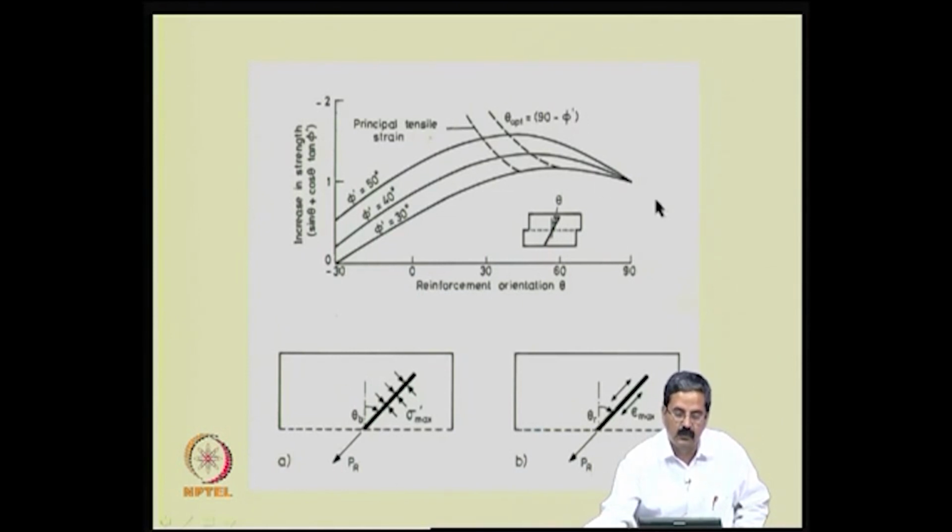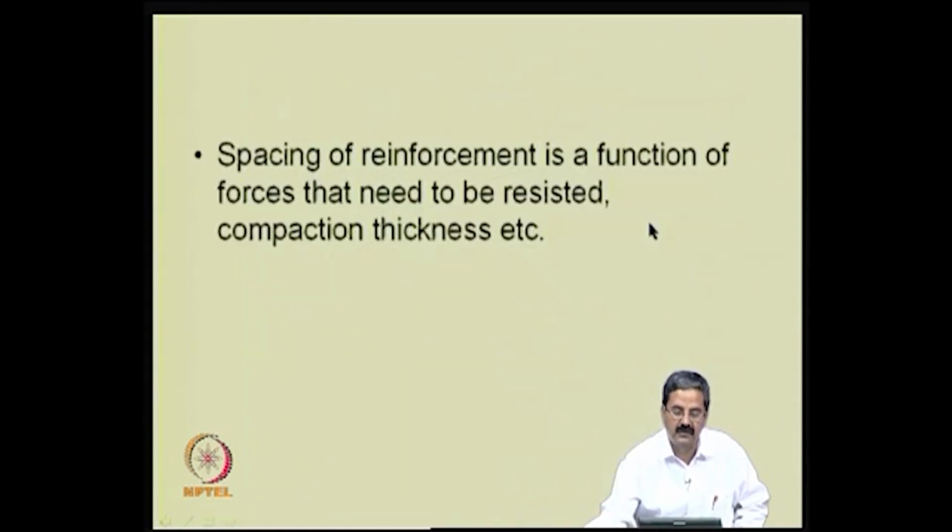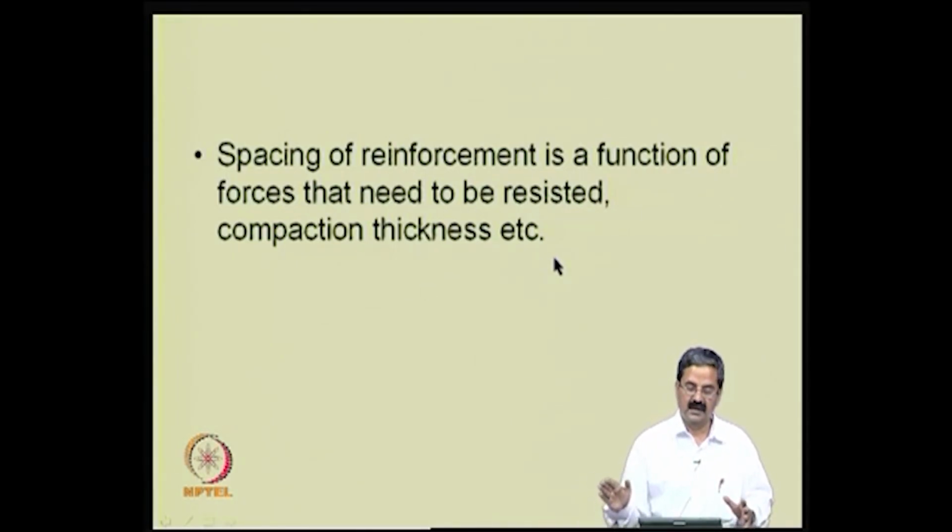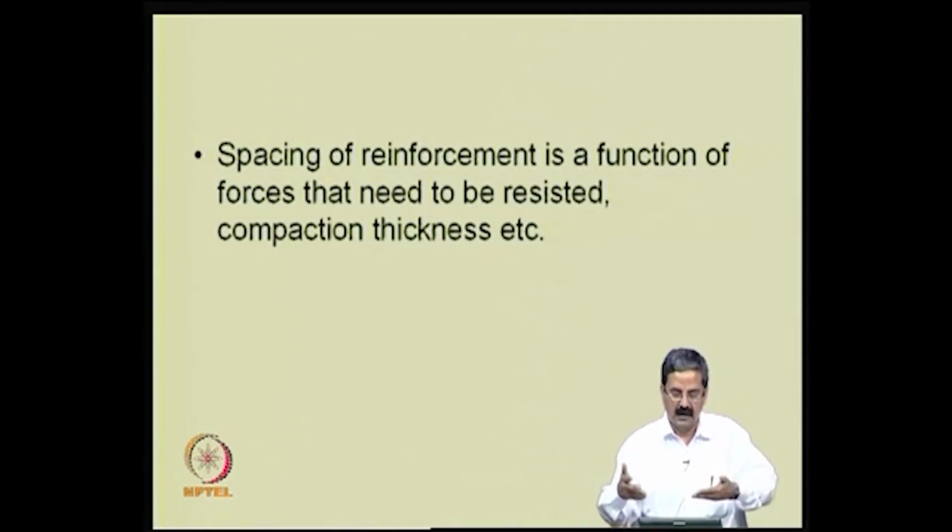So, these are all in terms of the orientation effects, okay, in terms of the reinforcement. So, spacing of the reinforcement is a function of the forces that need to be resisted, compaction thickness, etc. What it means is that you have an earthquake force or some horizontal force that is coming up. Now, the friction between the soil and reinforcement should act in the opposite direction. So, higher is the force, lower is the spacing required. Say for example, you take the reinforced earth retaining wall, maximum pressures are at the bottom, like we say Ka gamma h square by 2, right. So, Ka gamma h square by 2 is the maximum pressure.